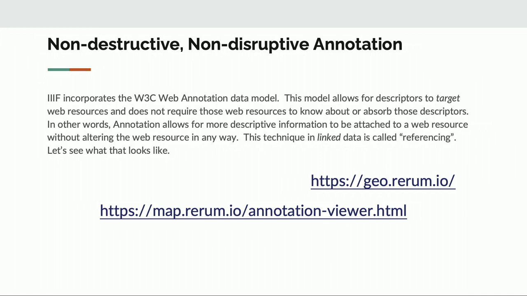So where we started is non-destructive annotation. You can assert resources onto a property. You can assert geospatial information onto a resource with annotation, which doesn't alter the resource in any way and doesn't even require the content owners to know that you did it. In that way, we can do this referencing to geospatial space without destroying the original resource.